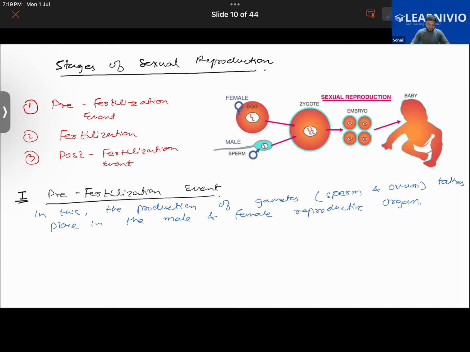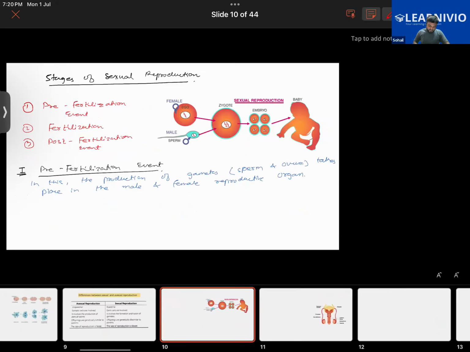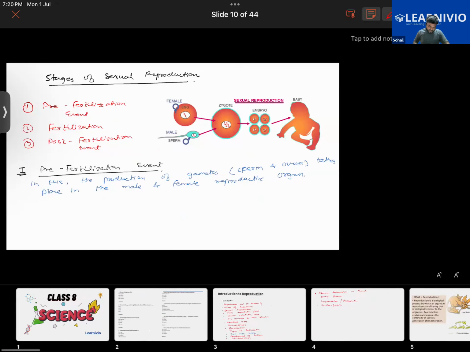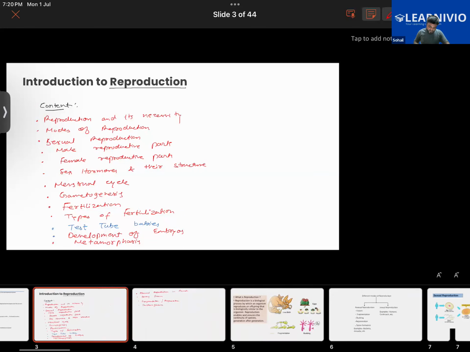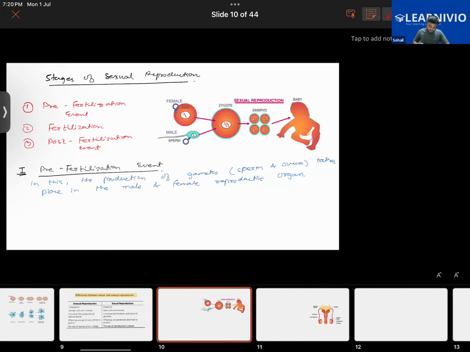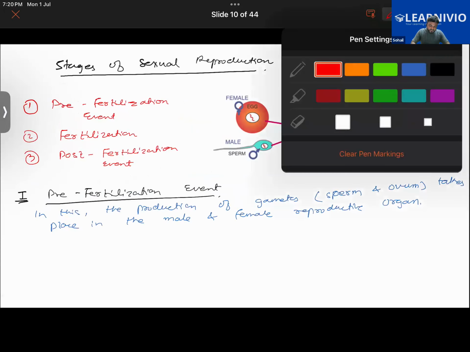So it's the production of male and female gametes. Before fertilization, the pre-fertilization, we can understand it in two terms. If you guys remember, in the beginning, I did tell you there was a topic of gametogenesis. Somewhere I would have written here. Gametogenesis is there, so we would be learning that thing over here.